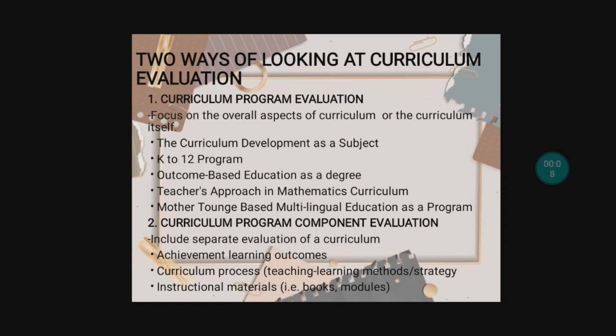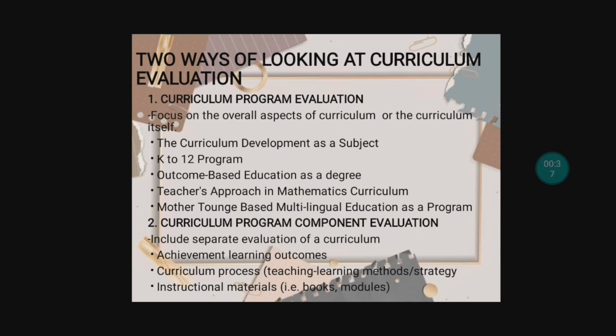So next, we have the curriculum program component evaluation. It refers directly to the assessment of curriculum content and process as implemented every day in view of the learning outcomes as either formative or summative. So the examples of these are achievement learning outcomes, curriculum process such as teaching-learning methods or strategies, and lastly, instructional materials such as books and modules.